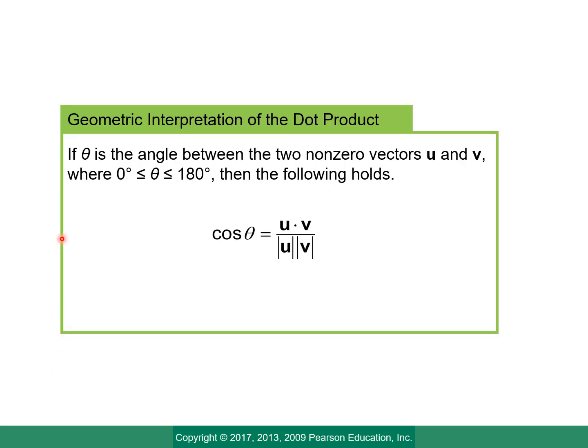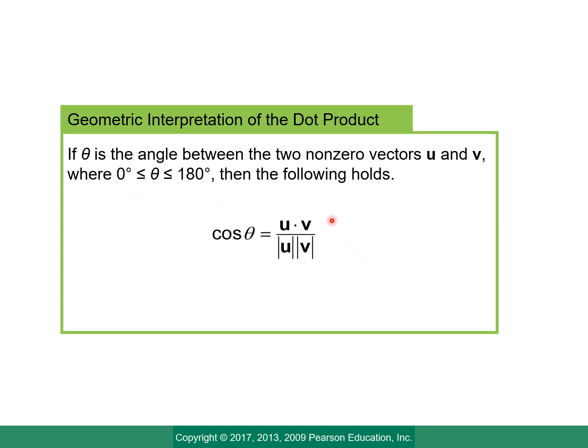Now the geometric interpretation of the dot product. We just talked about how you compute the dot product, but here's part of how to represent what it is. So if theta is the angle between the 2 non-zero vectors U and V, so you have 2 vectors, they have a common initial point, and then there's an angle between them. That angle is theta. It has to be between 0 and 180. Then the following is true.